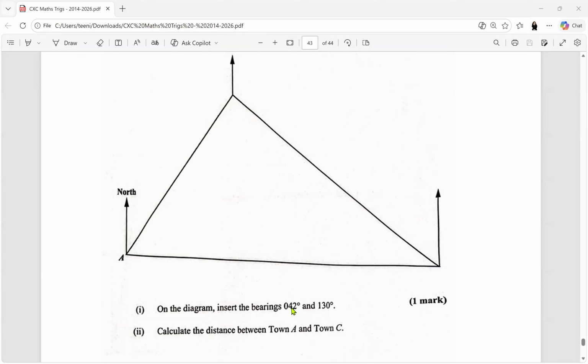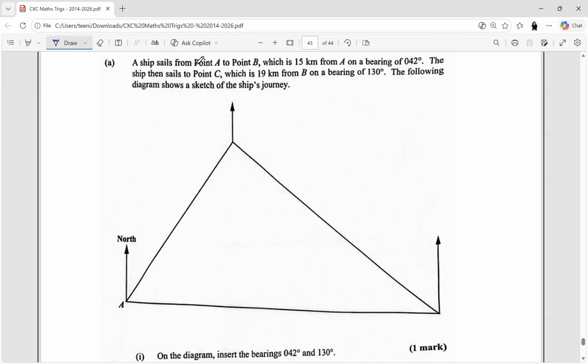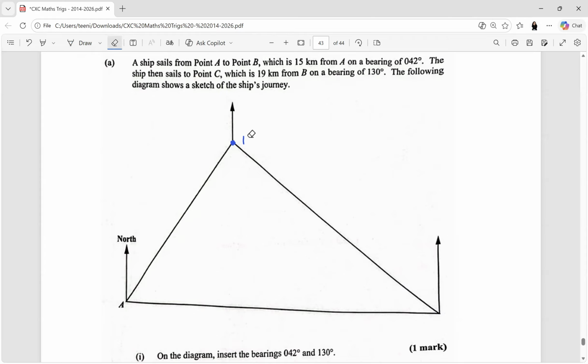Remember, we write this in 3 figures because it's 3-figure bearings. So anything under 100, you'd have to put a 0 in front of it to make it 3 figures. And this is only 1 mark, guys, so it can't be anything complicated, right? Now, to begin, we are looking at point A to point B, and that's 15 kilometers. Let me write it on the inside. So this is point B here, and then this is point C.